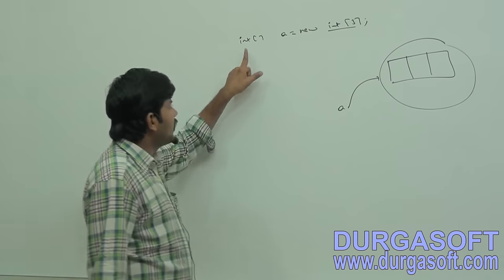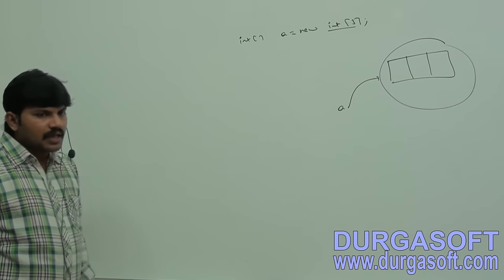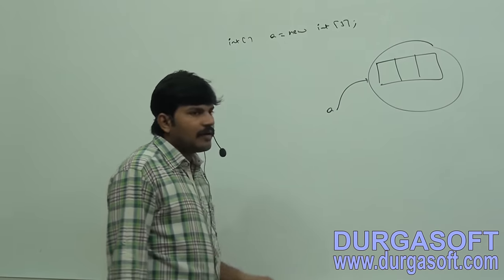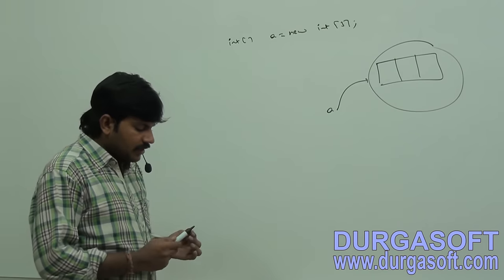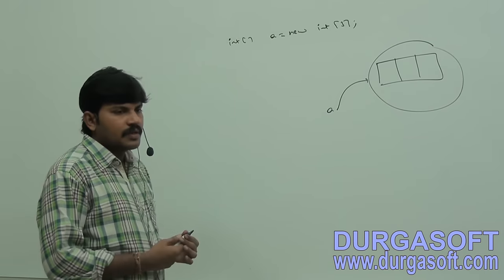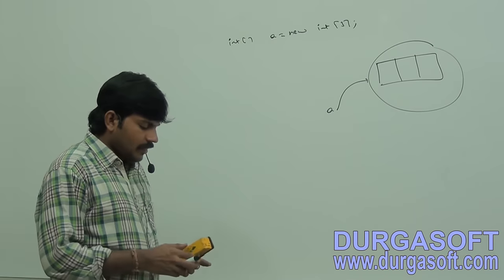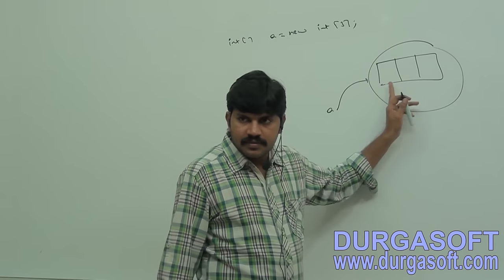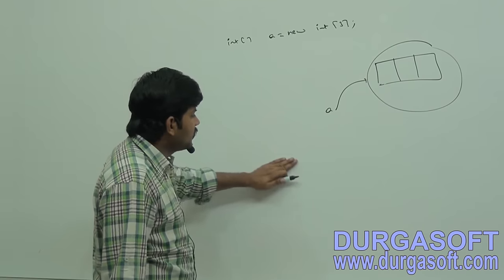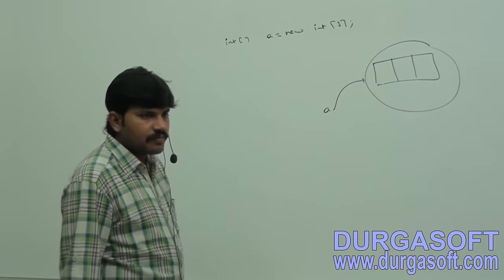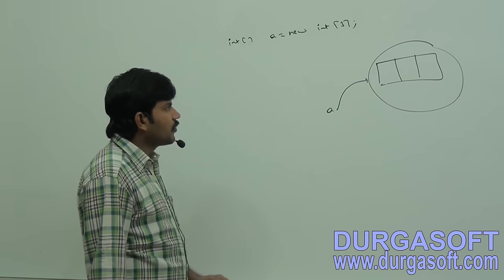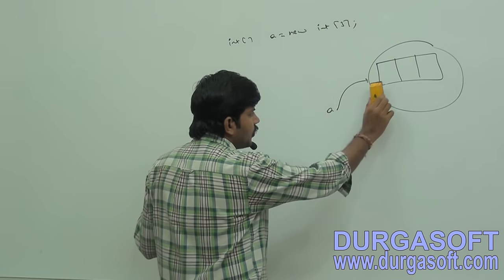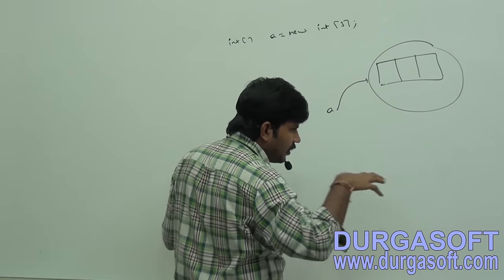Take this one example. int[] a = new int[3]. Is that clear, right? Now, a is a reference variable for that. Make sure: int[] a = new int[3], like this. You have to take this diagram also so that you feel it is an object.